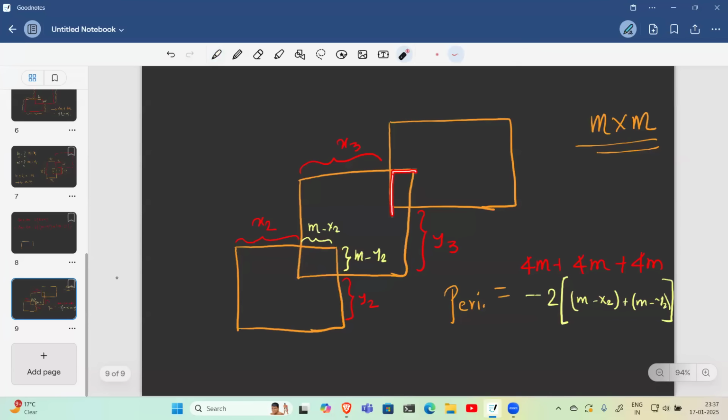Similarly, by the same logic, we also remove the perimeter of this square. What is the perimeter of this square? It's simply minus 2 times, and this part is m minus x3, because this is x3. So we write minus 2 times ((m minus x3) plus (m minus y3)).